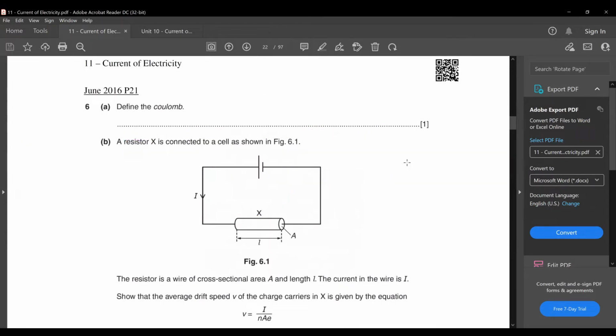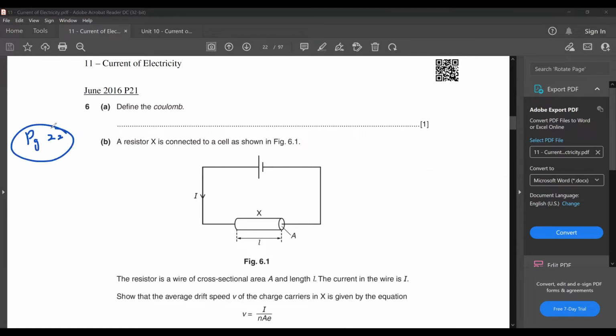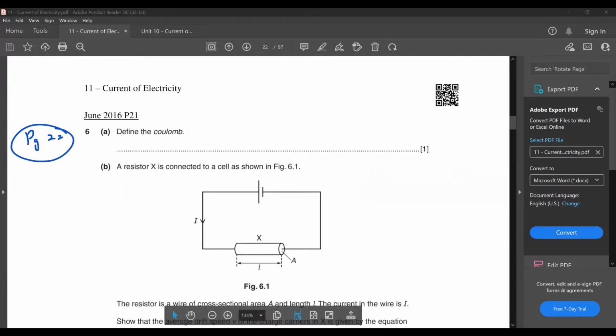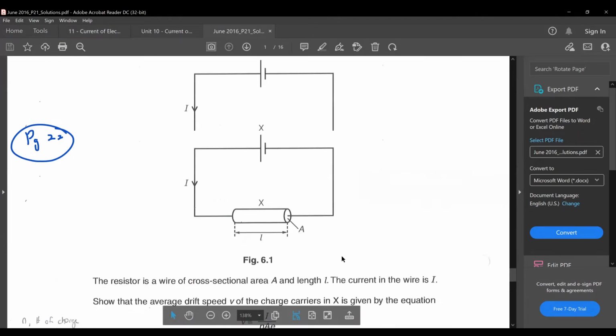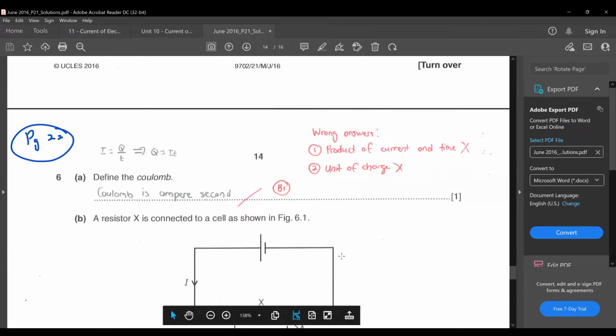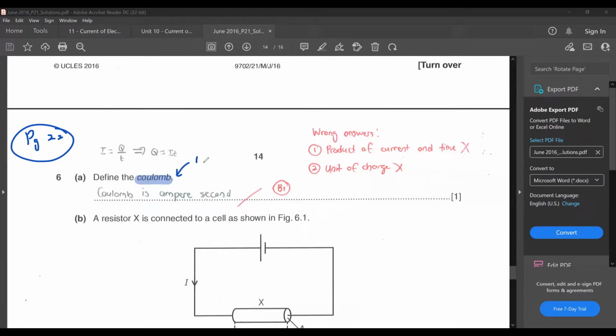All right. Okay, so have a look at page 22. All right, so I'm just jumping around. The easy ones, I'll probably just skip it. All right. Okay, have a look at page 22, June 16, P21. All right, so June 16, P21. Define the coulomb. Coulomb is unit of charge, right?